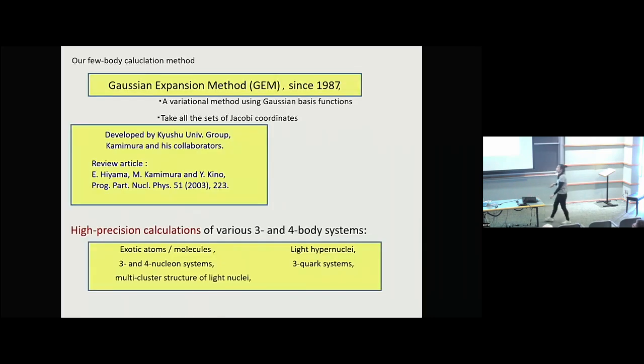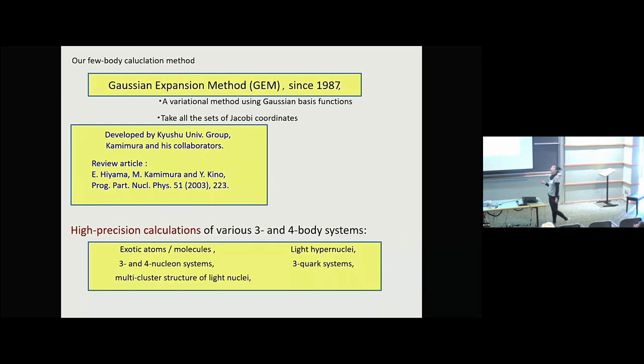Using this potential, we take the Gaussian expansion method, which was developed by the Kyushu University group, namely Kamimura and his collaborators, including myself. This method has been applied to high precision calculations of various three- and four-body systems, such as exotic atom systems and so on.